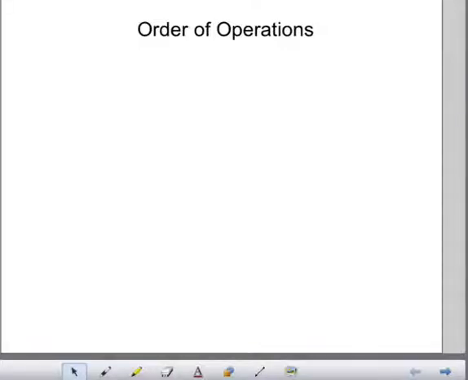The lesson on order of operations. Again, this is nothing really new to y'all. Y'all have done this since elementary school, really. But let's just do a really quick review.